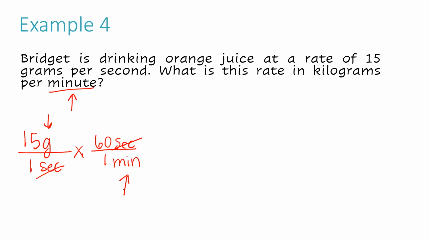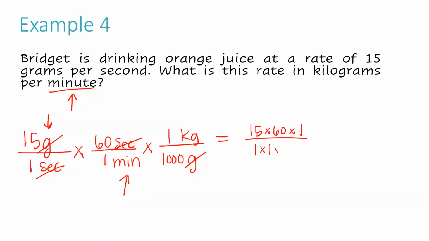So now I need to add this kilogram concept. Well, if I have grams on top over here in the first fraction, I know that my fraction that's going to cancel that out is going to have grams in the denominator. And I want kilograms, so hopefully I know a relationship between kilograms and grams, and I do. And that is for every 1 kilogram, that is 1,000 grams. Okay. Now I know I can cross out grams here, and I can cross out grams here, and I can multiply straight across, okay? Now, the numerator is going to look like 15 times 60 times 1, and the denominator is going to look like 1 times 1 times 1,000.